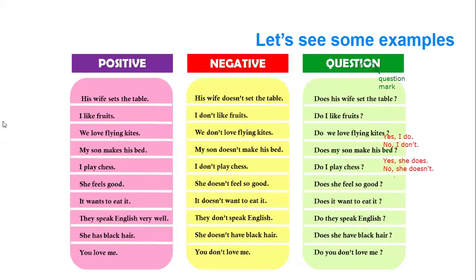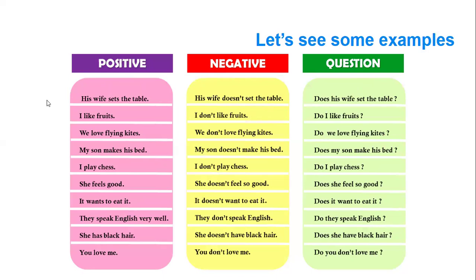So we have here, right, some examples to compare. Maybe no los vamos a leer todos, pero vamos a ver algunos examples. So let's see. Radel, can you help me reading first positive, luego negative, luego question, so we can compare. Go ahead. Positive. His wife sets the table. Okay, negative. His wife doesn't set the table. And the question? Does his wife set the table?